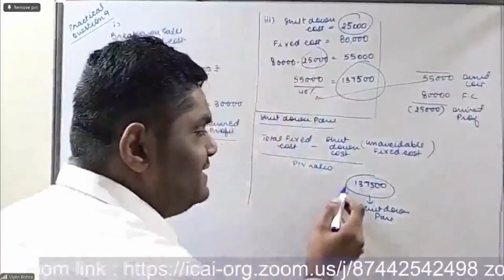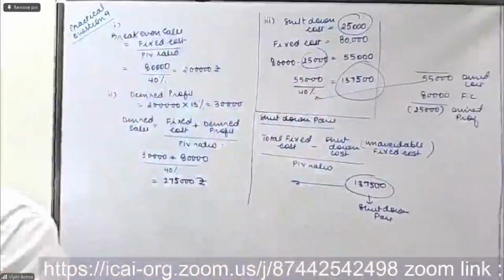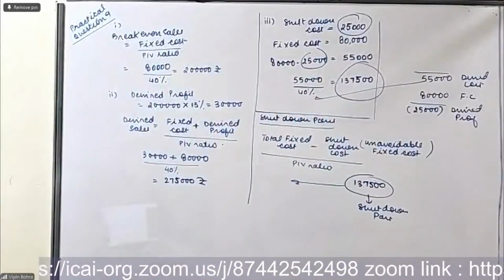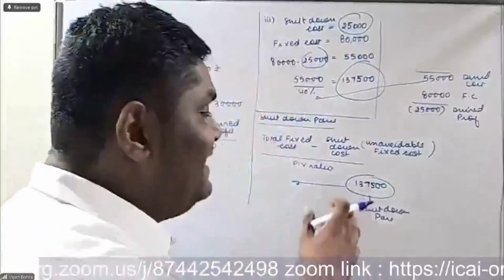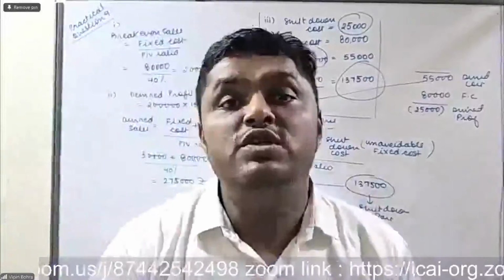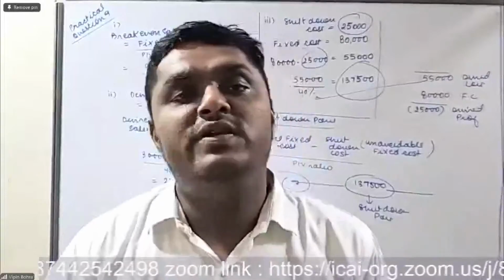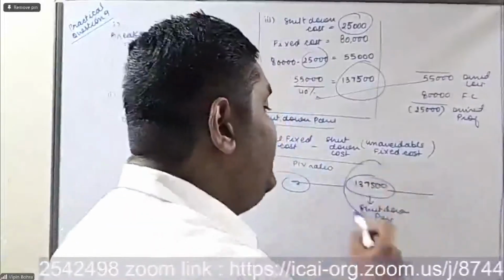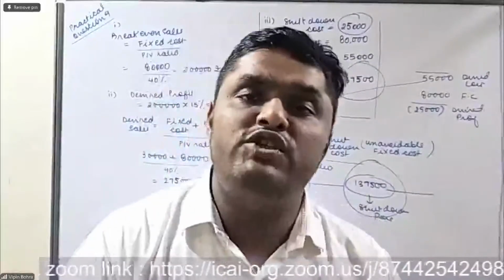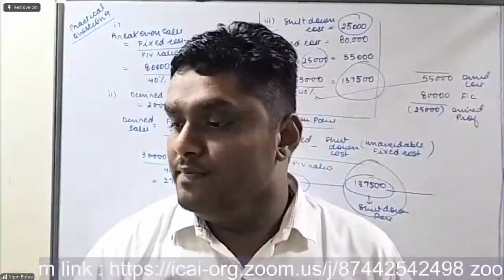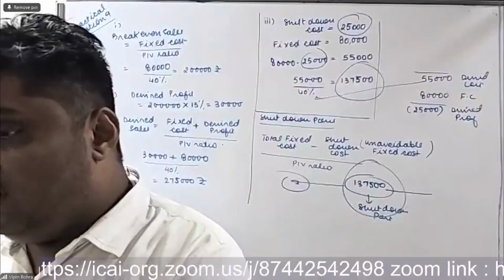Now, if the sales go less than 137,500, if my total sales is less than 137,500, we should shut down the business. And if the total sales is more than 137,500, it is better to continue with the business. So this is the point where we are indifferent, whether we continue with the business or shut it down. Anyone else with any doubts or queries?